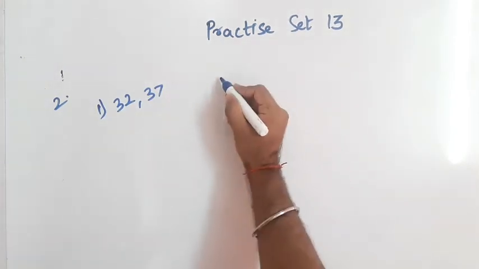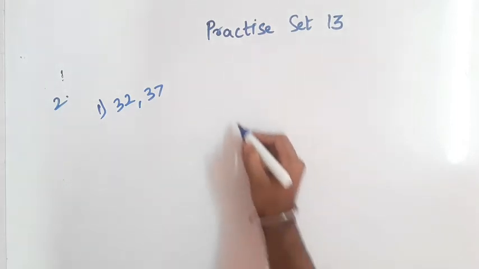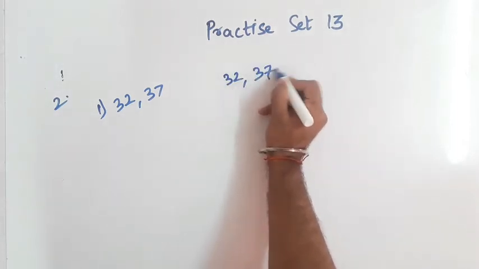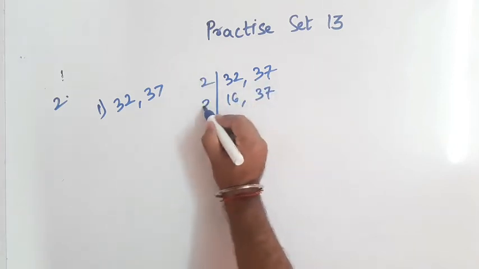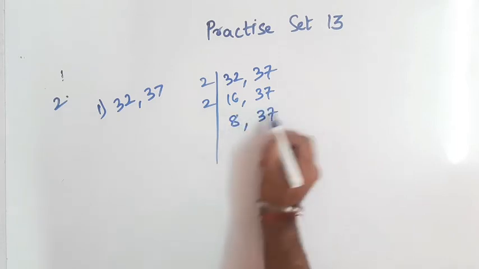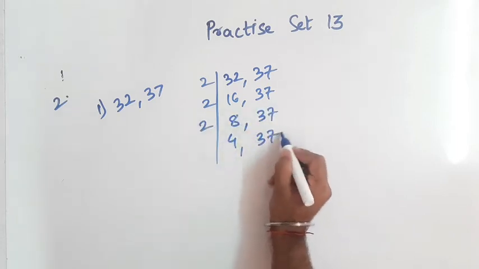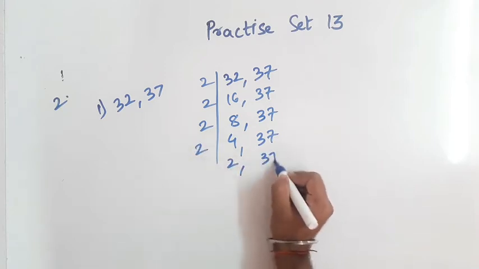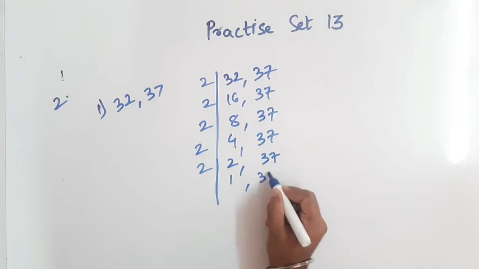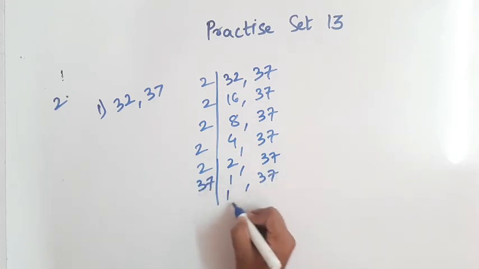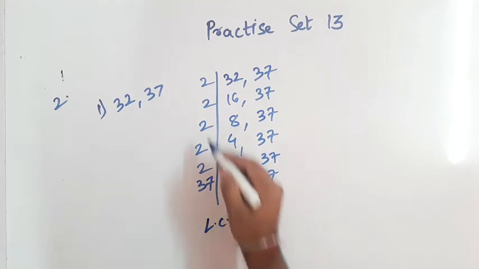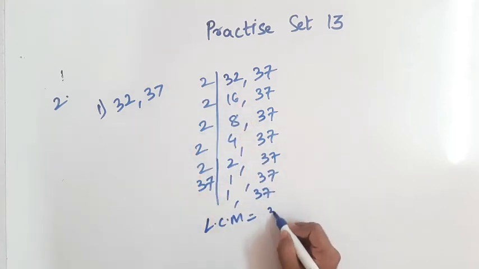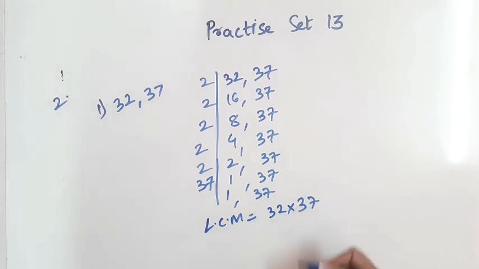We have to first find its LCM and HCF. So I'll go for LCM first. 2 16, 2 8, 2 4, 2 2, and 2 1. 37 is prime, so I'll take straight away 37. Okay, so LCM is 2 to the power 5, that means 32 into 37.